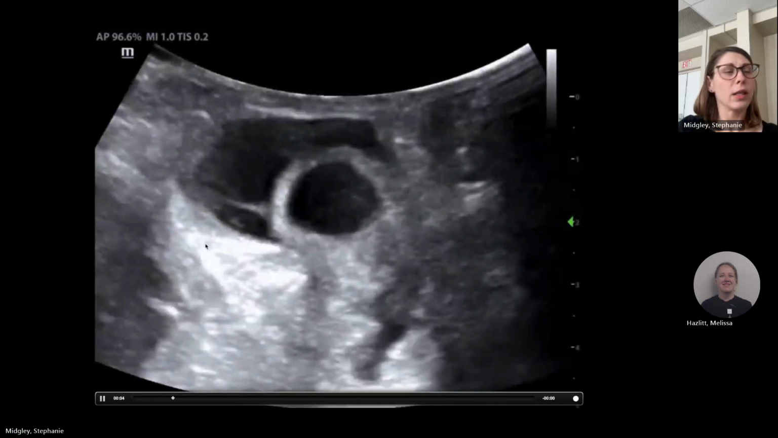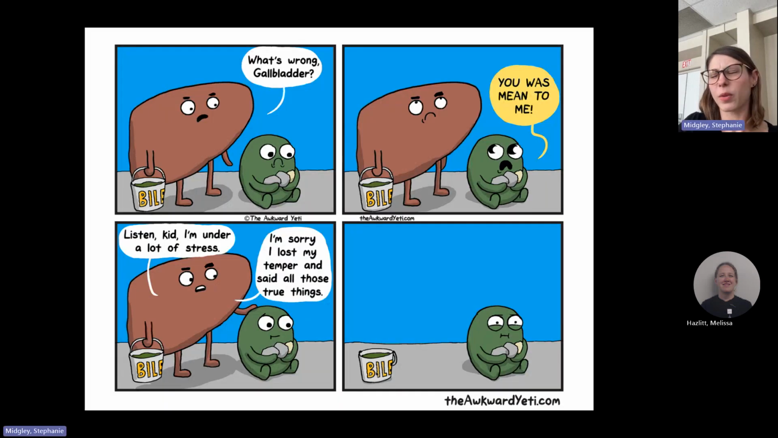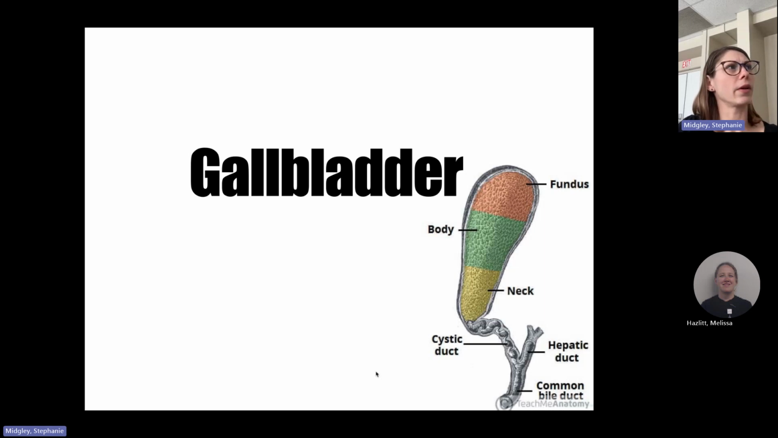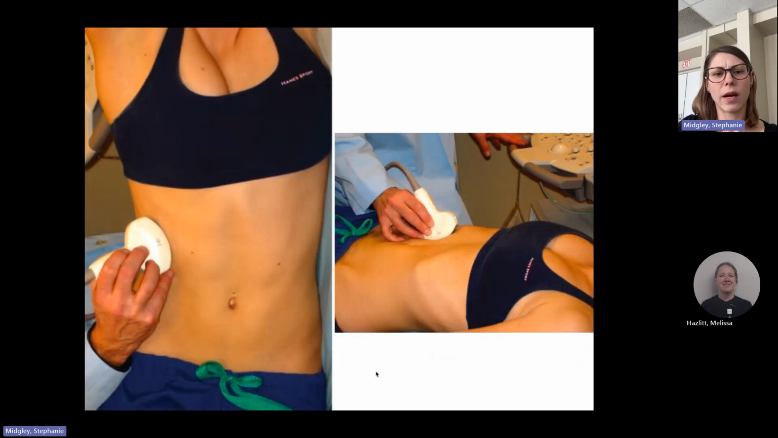So again, free fluid, thickened bowel wall, dilated loop of bowel. Any questions on hernias? Ways to improve your success is have the patient Valsalva. That'll increase the abdominal pressure and then that'll push the hernia out more. All right, cool. So moving on to gallbladder. I think we kind of all know how you do it.